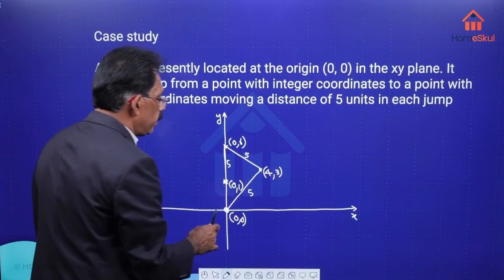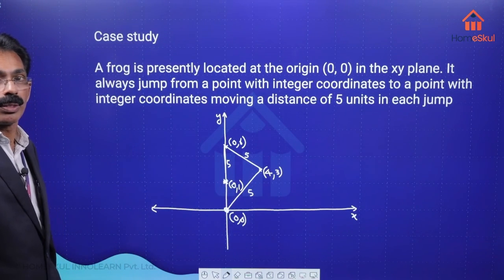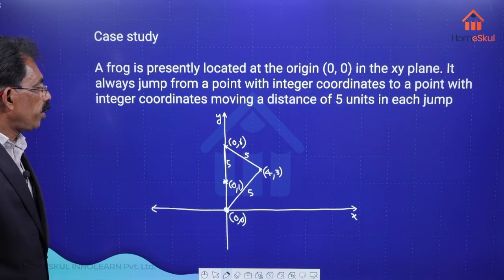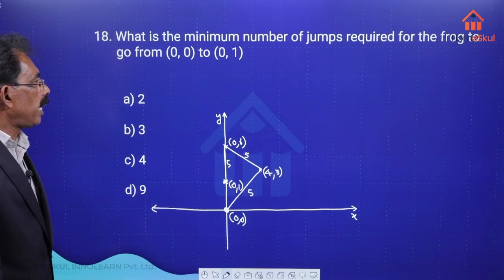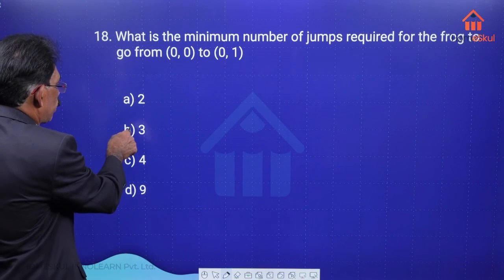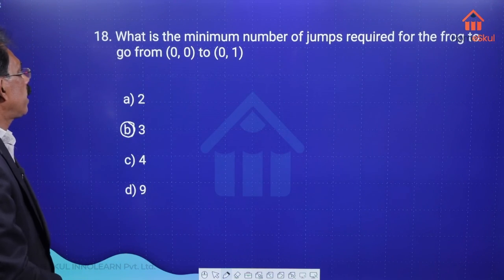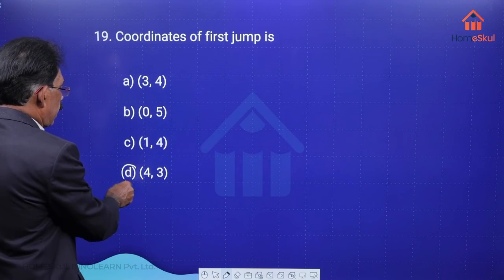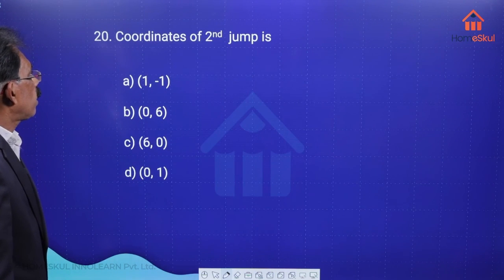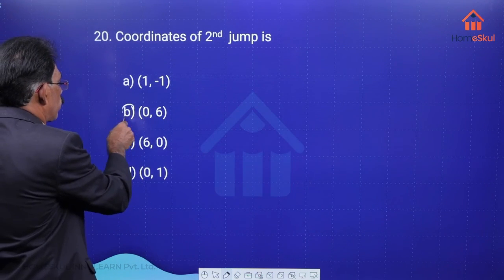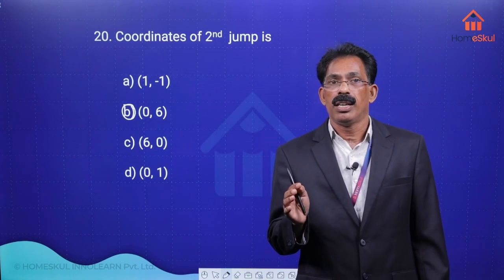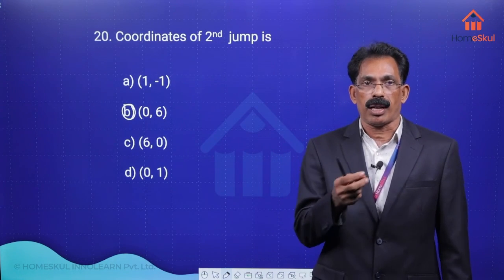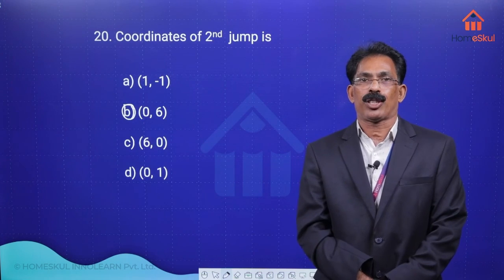How many jumps? 3 times. The first point is 4, 3, the second point 0, 6, and 3 times. The first question, which is the correct answer? B is the correct answer. Next, the coordinates of the first jump, 4, 3. D is the correct answer. And the coordinates of the second jump, 0, 6. A case study actually gives a passage and then asks certain questions related to that passage. Okay, the time is over. Thank you very much.